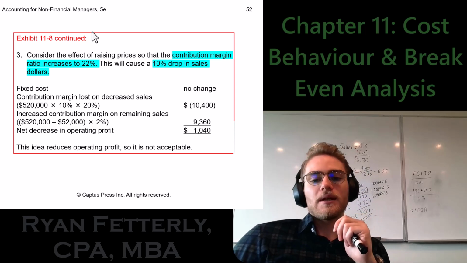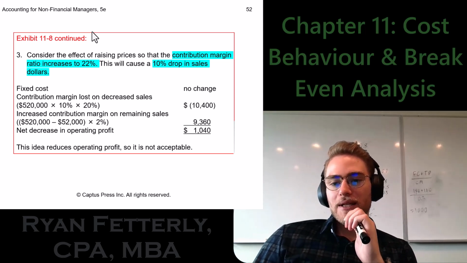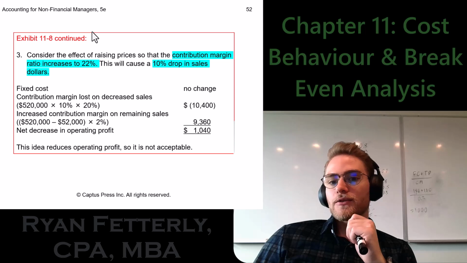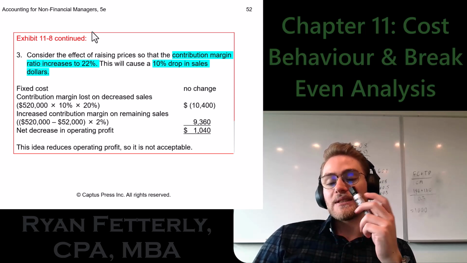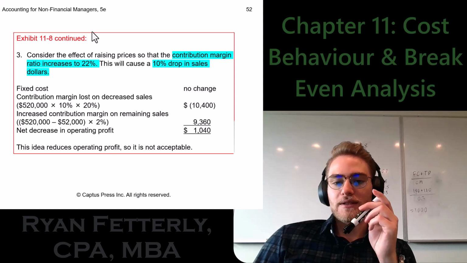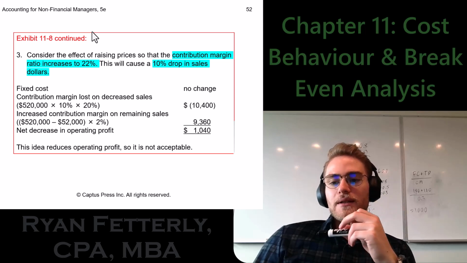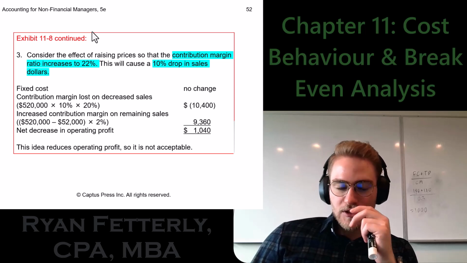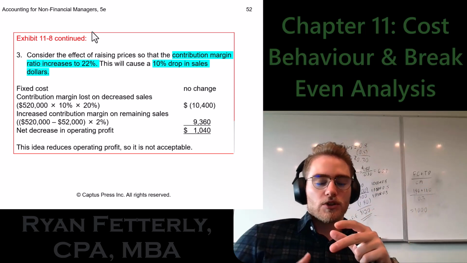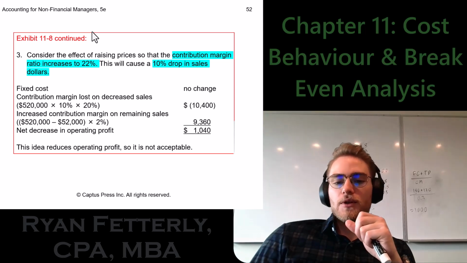So let's look at our last one. Option 3: consider the effect of raising prices so the contribution margin ratio increases to 22%, so we increase our contribution margin by 2%. And this will cause our sales to drop by 10%, because we know when the sales price increases, demand tends to decrease. So fixed costs in this case are not going to change in the slightest, because we're just messing around with what our contribution margin is.